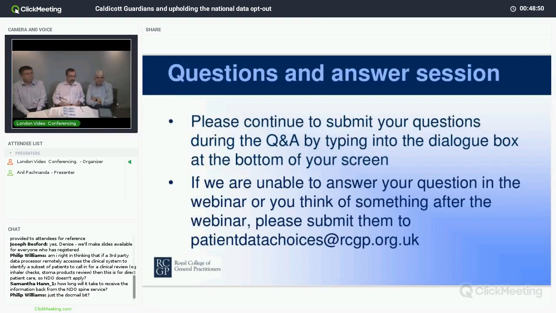Just the DocMail bit. DocMail is acting as a data processor on your behalf, so long as your contract with DocMail, which I'm sure it will, is very clear about their role as a data processor, DocMail is fine.